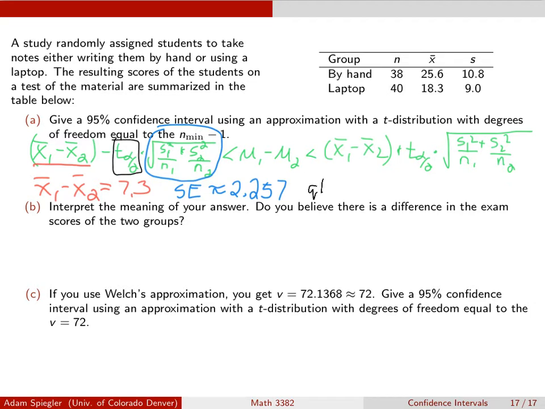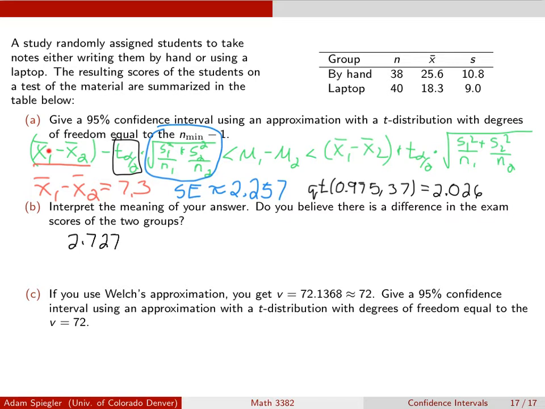And for the t alpha over 2, since we have a 95% confidence interval, we would use the qt function with 0.975 as the area to the left. And here we're going to pick 37 degrees of freedom because the smaller of our sample sizes was 38. And so picking the smaller of the two, which is 38 minus 1, gives me the 2.206.